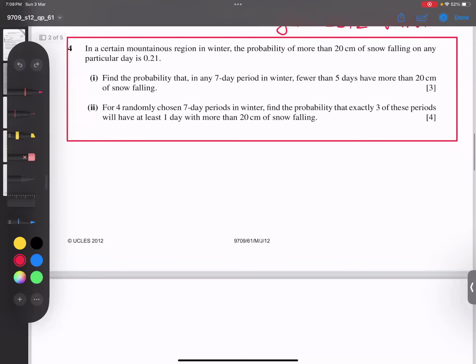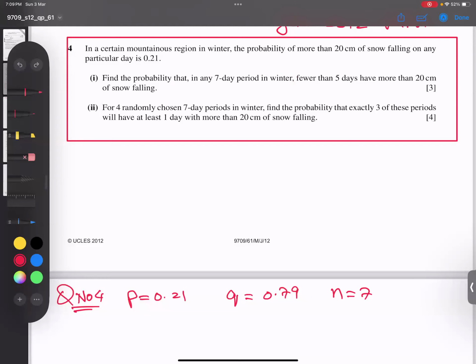So some students can ask me here, sir, how do we know this is a binomial probability? Because he said any day it remains the same. So the probability of snowfall more than 20 centimeter is 0.21, and Q is 1 minus that, 0.79. And he says, find the probability that in a 7-day period in winter, 7-day period means n is the sample, n is 7, a week, fewer than 5 days.